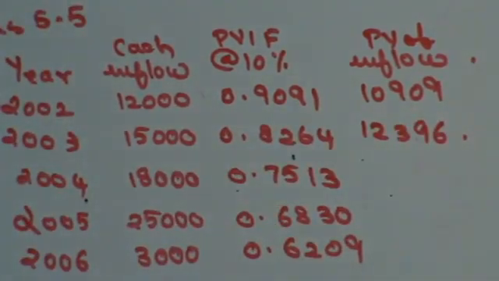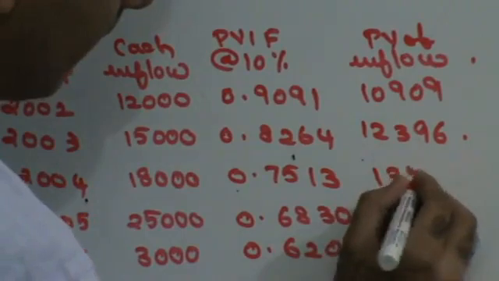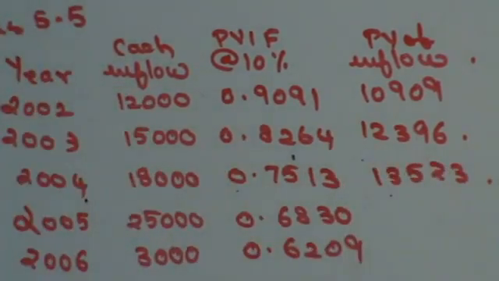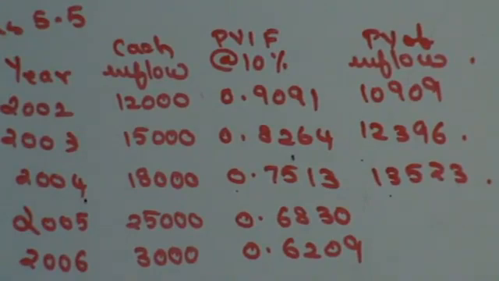Then 18,000 into 0.7513 is 13,523. Then 25,000 into 0.6830 is 17,075.